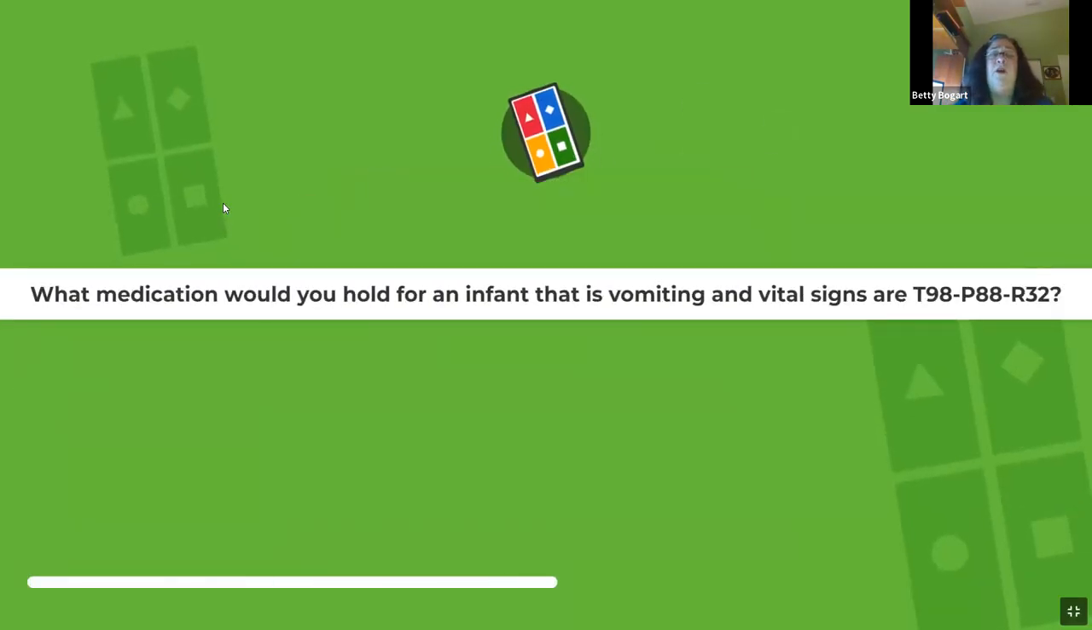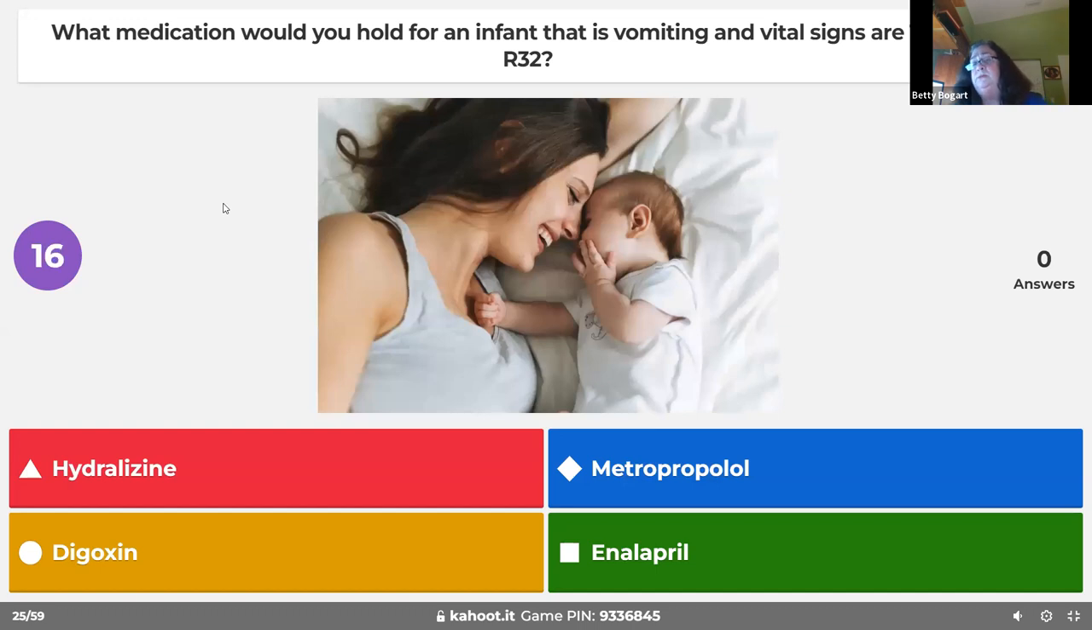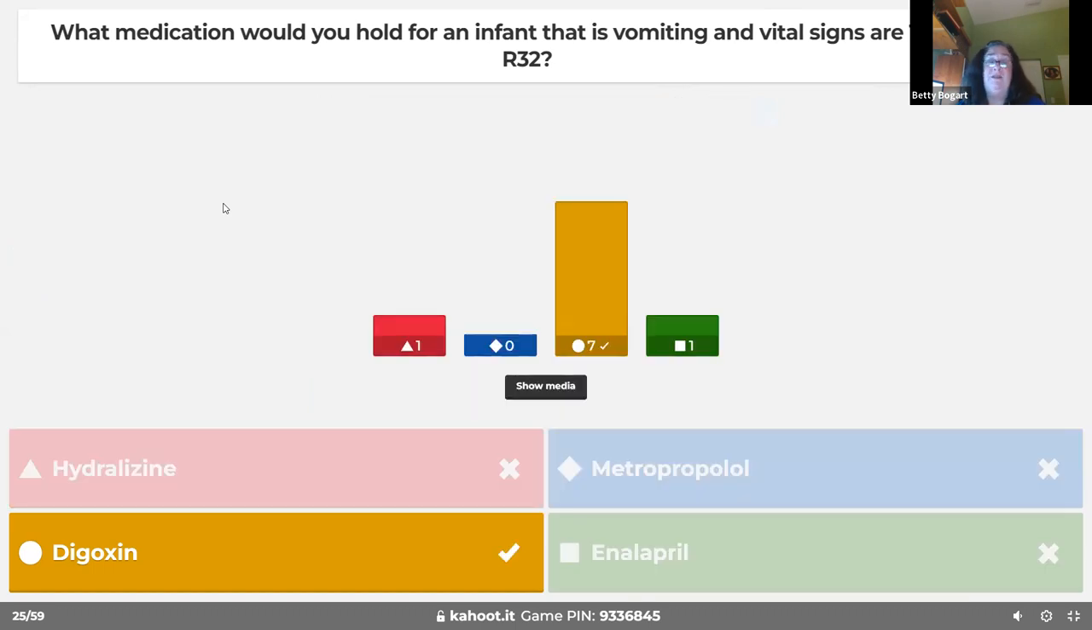What medicine would you hold for an infant that is vomiting and vital signs are 99, 88, 32, TPR? That's digoxin. Now, adults can tell you things, right? Infants can't. You might see them retching like and nauseous. You might see them vomiting and then the heart rate being that low on an infant. Yes, hold the digoxin, call the physician, do a digoxin level.